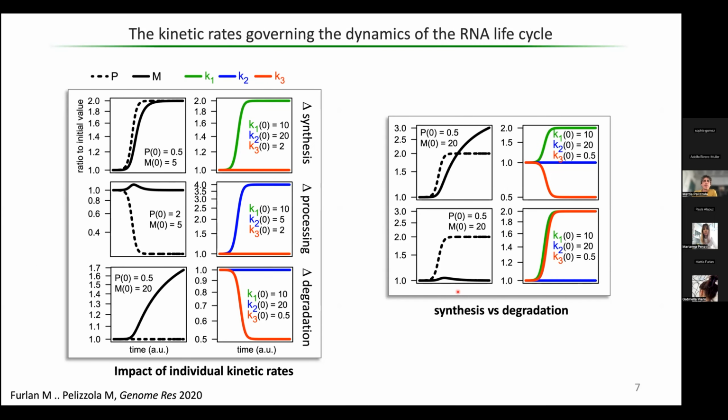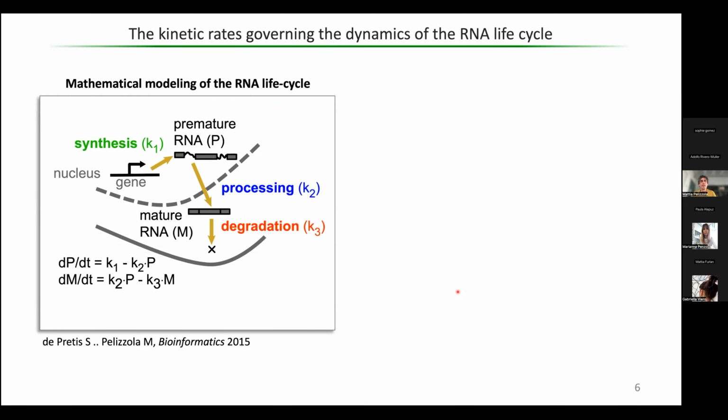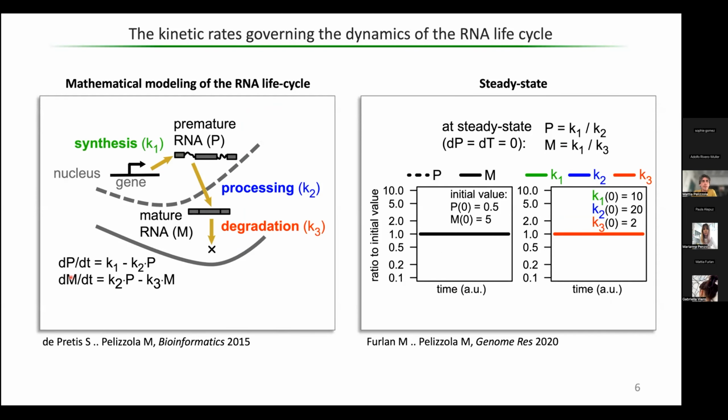Now, I introduced a mathematical model system that can be used to model, to reason, to quantify all these things. But in practice, these systems cannot be solved with typical data because it is undetermined, meaning that you have three unknowns, the three kinetic rates of synthesis, processing, and degradation, and only two pieces of data, the abundance of premature and mature RNA that you can actually sequence.